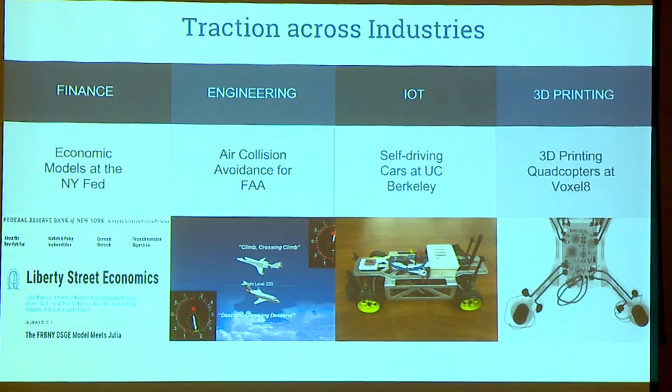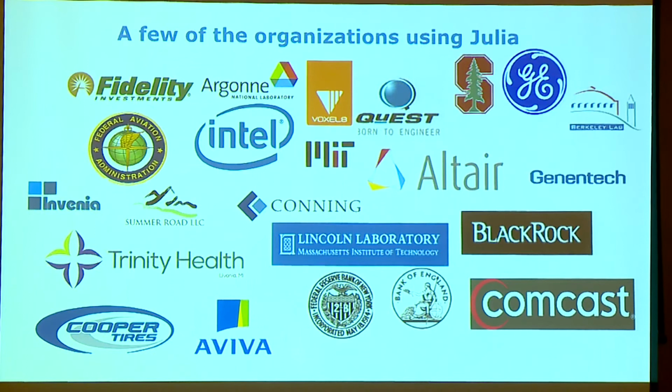There is a lab at UC Berkeley working on IoT. They make self-driving cars, which are wireless, and Julia actually runs on the embedded device on the car. And then Voxelate is using Julia to 3D print quadcopters, which is a pretty IoT application. So these are some of the organizations using it.